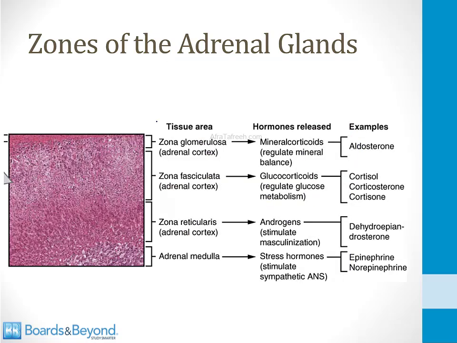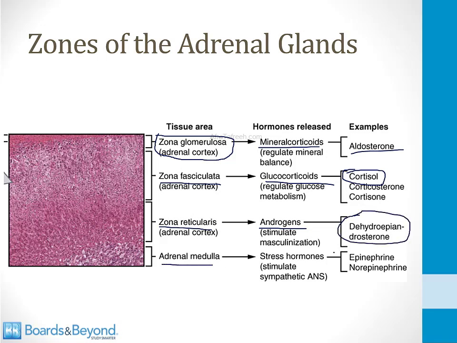Now let's talk about which hormones are made by each layer. Here's a zoomed in picture of the adrenal gland. The outermost layer is the zona glomerulosa, as I said before, and that is the layer that synthesizes mineralocorticoids like aldosterone. The middle layer is the zona fasciculata, and that's the layer that makes glucocorticoids, the most important of which is cortisol. The innermost layer of the cortex is the zona reticularis. That's the layer that makes androgens like testosterone and DHEA. And then finally, you have the adrenal medulla down at the middle. And as I told you before, that layer makes epinephrine and norepinephrine.